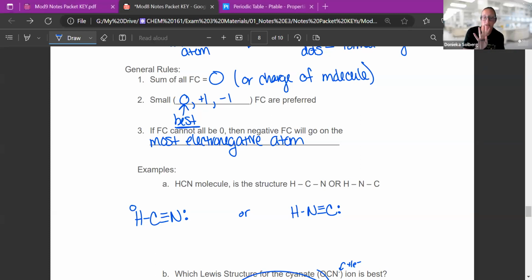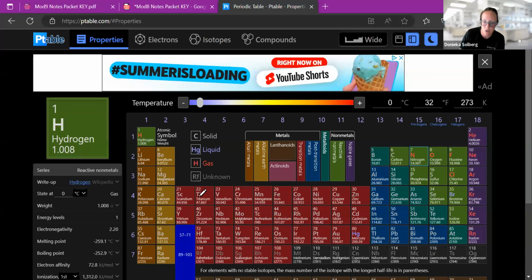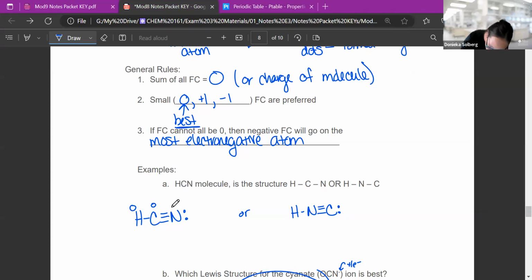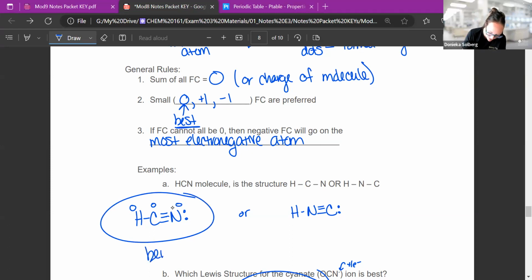Carbon has 4 valence electrons, so you do 4 minus the number of bonds. I have 1, 2, 3, 4, and the number of dots is 0, so carbon is also 0. Nitrogen is in column 5, so it has 5 valence electrons, so you do 5 minus the number of dots minus the number of bonds, so 5 minus 1, 2, 3, 4, 5 is 0. I can already tell you this one is going to be the best structure because they all have 0 formal charges. So let's check the other one.